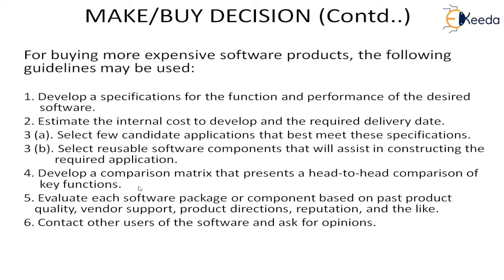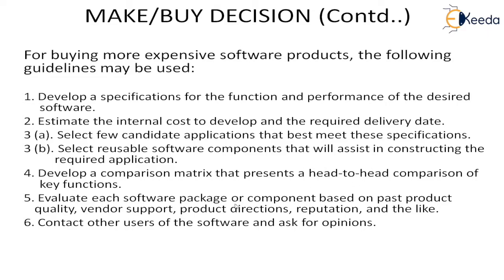And then you develop a comparison matrix that represents a head-to-head comparison. That means for each head, what is the cost you will get, and also you can determine when you can expect to get it, because your delivery date is also important. Your cost is important, delivery date is also important. So you can compare these key functions for each of these heads, and evaluate each software package or component based on past product quality and vendor. So this is their cost and delivery date comparison.